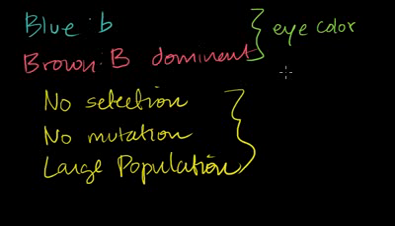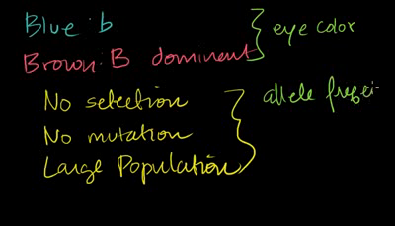What do I mean by allele frequency? Well, I said large population, but let's take a very small population. Let's say that there's two people in the population, and one guy right here, let's say his genotype is big B and lowercase b, and let's say that the other guy has blue eyes, so he has to be homozygous recessive. Let's say this is the entire population.